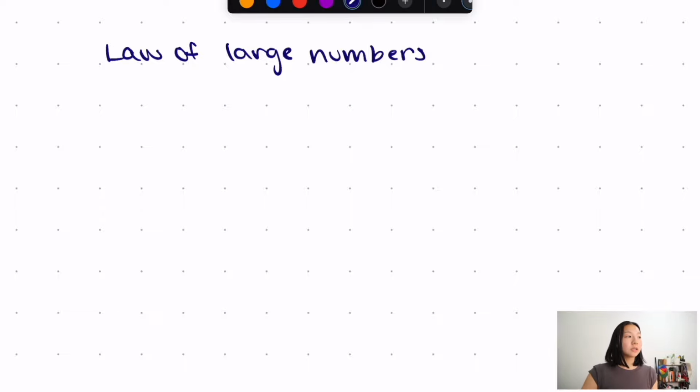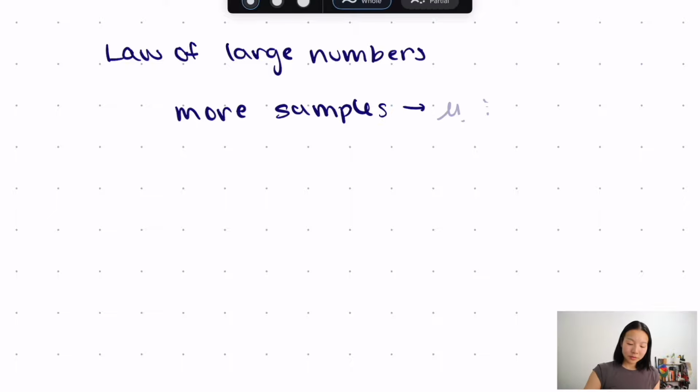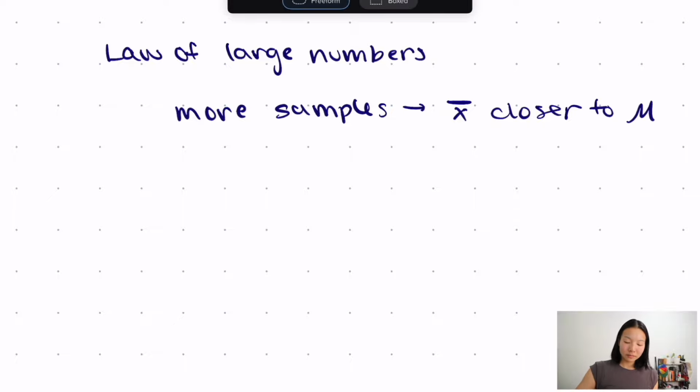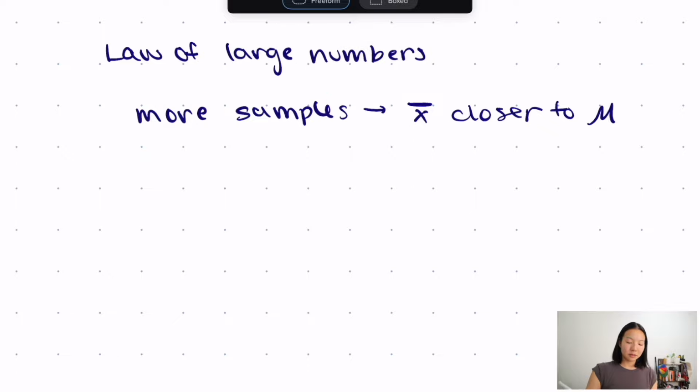Basically what the law of large numbers says is that the more samples that you have, and these samples have to be independent, meaning that one sample cannot influence the other sample, then the average of all of these samples will be more reflective of the true average, the true mean, if it exists. So the more samples you have, x bar, the sample mean, will become closer to mu, the true population mean. So that's the law of large numbers.